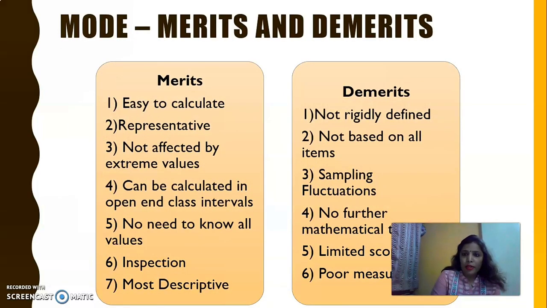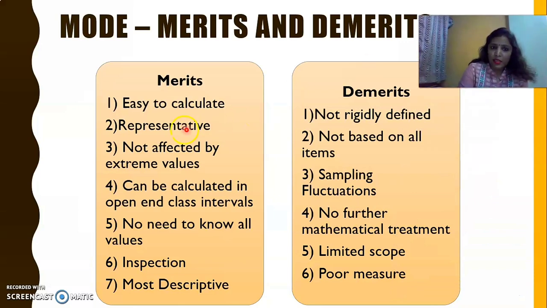Right? So merits of mode. It's easy to calculate, it's representative, it is not affected by extreme values because it considers only the most popular values in the data. It can be calculated in case of open and class intervals also. You need not know all the values to calculate mode. It can be calculated by just looking at the data.